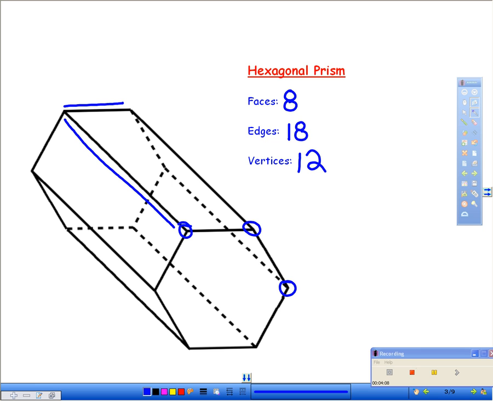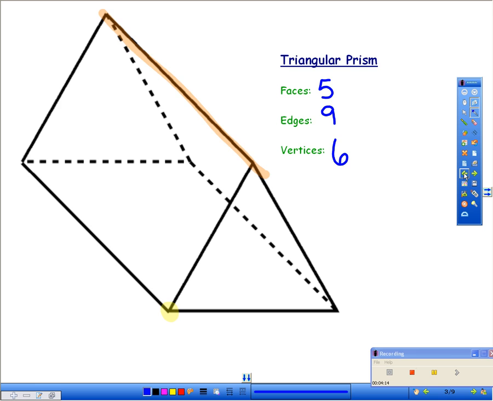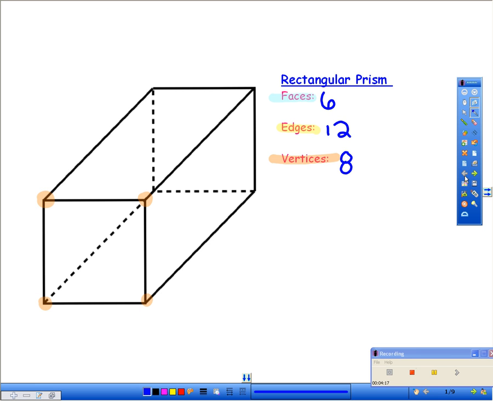The shapes that I showed you were the hexagonal prism, the triangular prism, and the rectangular prism. Those are some of the main shapes we're going to go over today. I'll talk about why they're called prisms, and then we'll talk about faces, edges, and vertices. That is classifying solids.